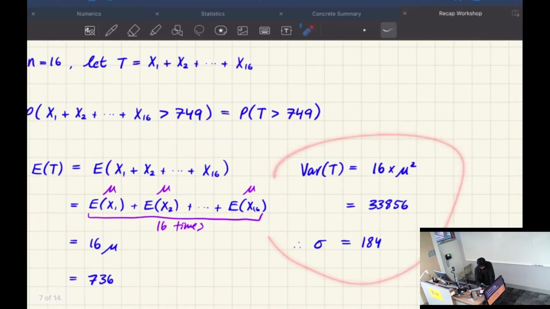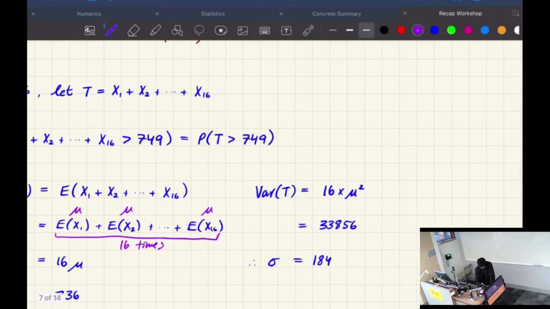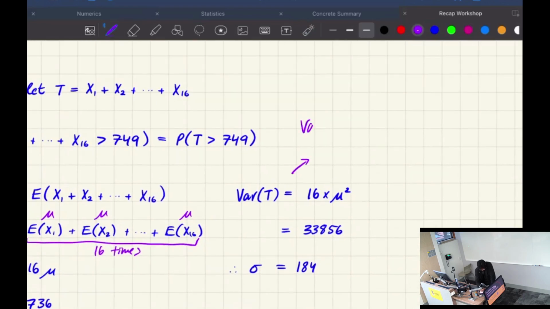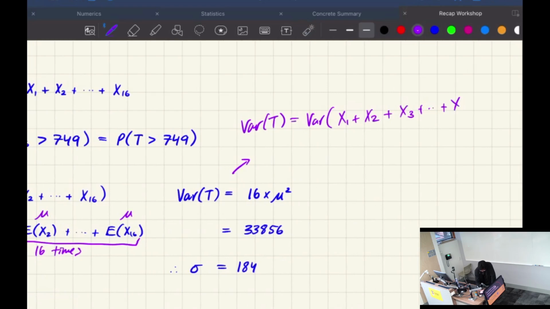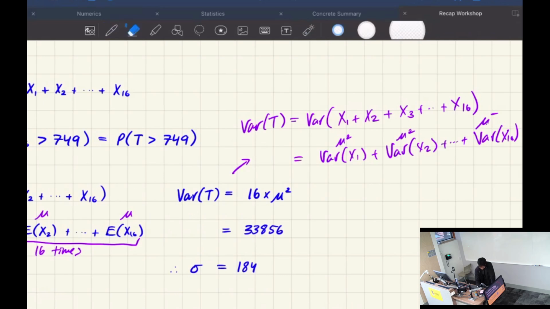This one, I didn't show the proof for this one. I'll quickly show you guys. Variance of x1 plus d. And each of these are mu squared. True? Does that make sense? Yeah.